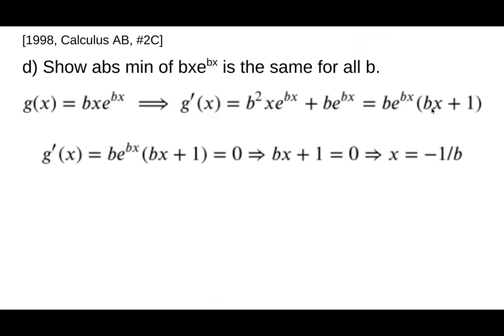All right, so if I solve this for 0, g prime of x equals b times e to the bx times bx plus 1 equals 0 implies that bx plus 1 is equal to 0, which would be x equals negative 1 over b. All right, now this term, the b times e to the bx, could be negative, but it can't be 0 unless b is equal to 0, which I don't think we're allowing here.